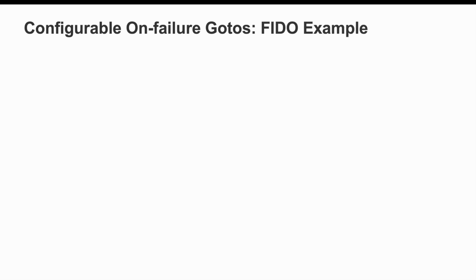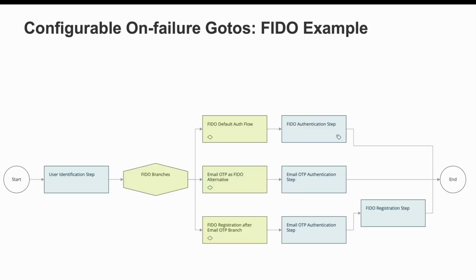Let's have a closer look at this FIDO example. Here is a flow. I'll explain the flow shortly. So we start with a user identification step on the left. The user enters the username or user ID. Then there is a selection called FIDO branches, and there are 3 different options.